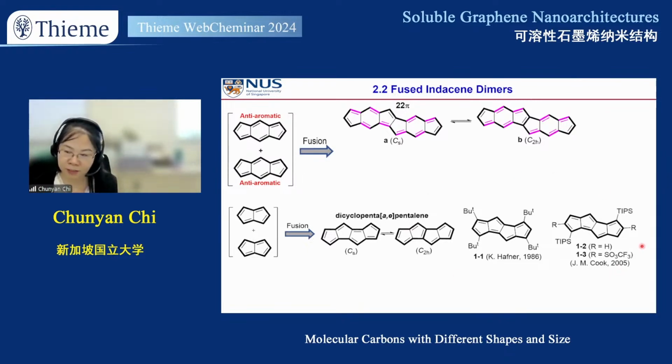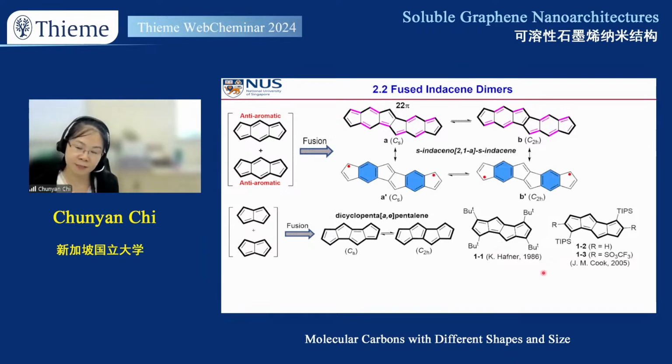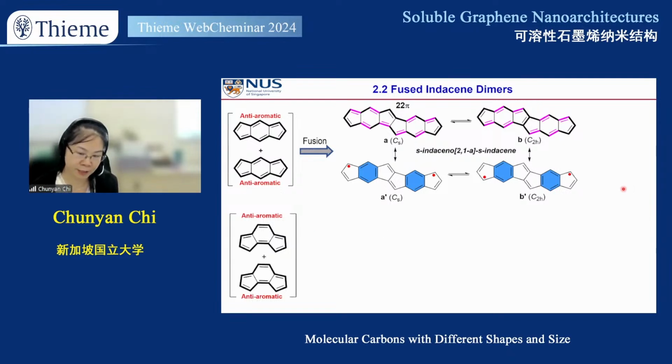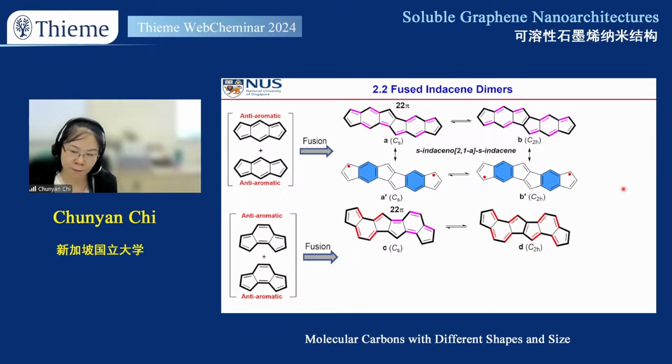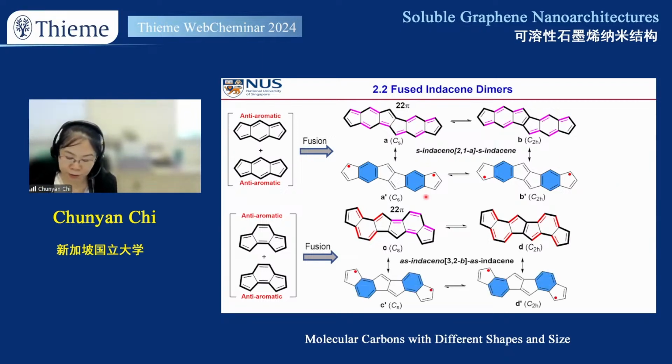And these types of structures have a weak aromatic character. Then for fused S-indocene dimers, we can draw two open shell resonance structures. Similarly, for AS-indocene, we fuse two units together, then we can also draw two valence tautomers, and also two open shell diradical resonance structures. Now, many questions come.